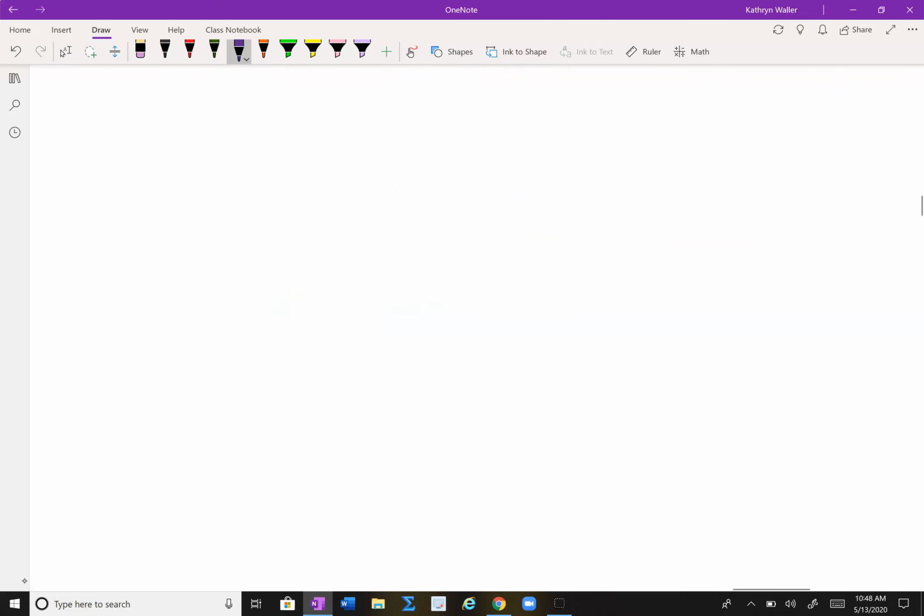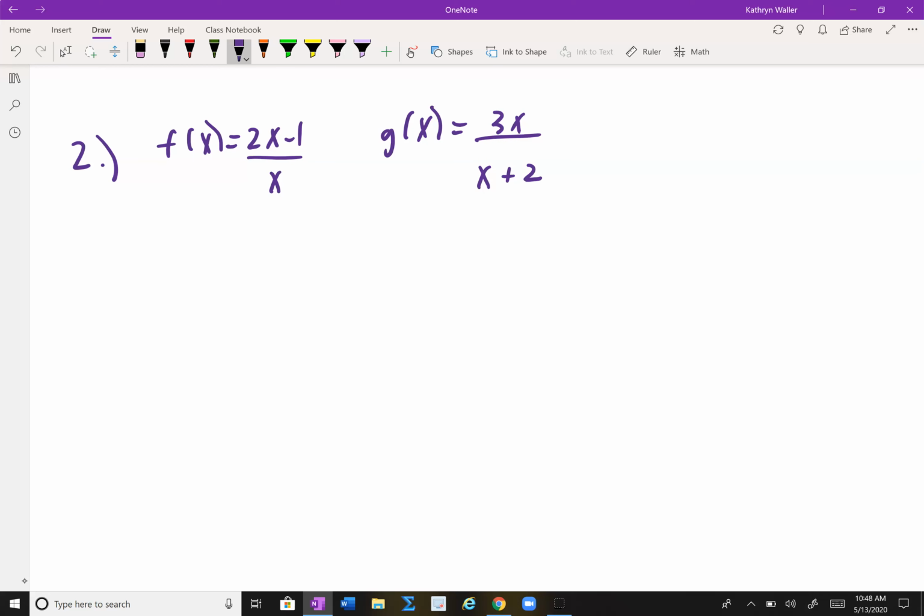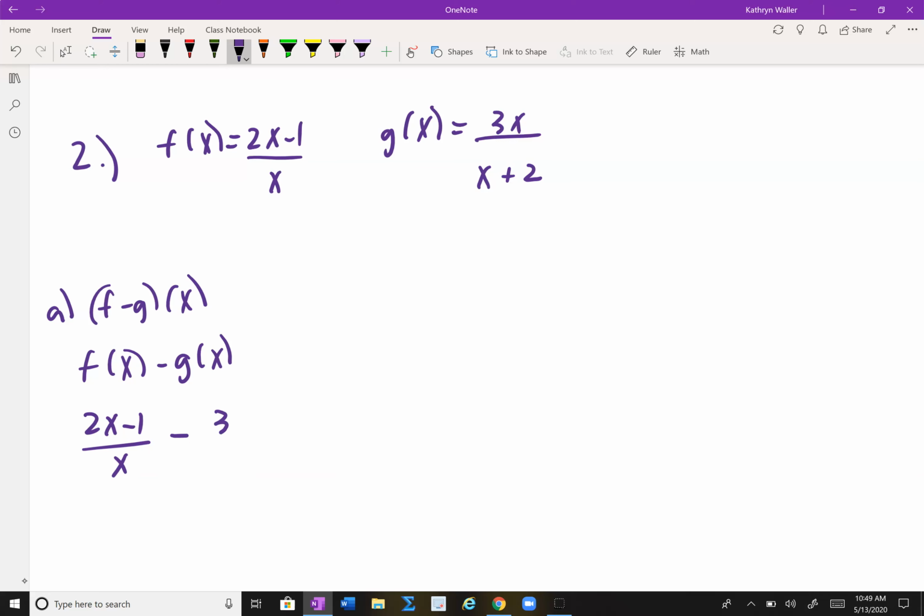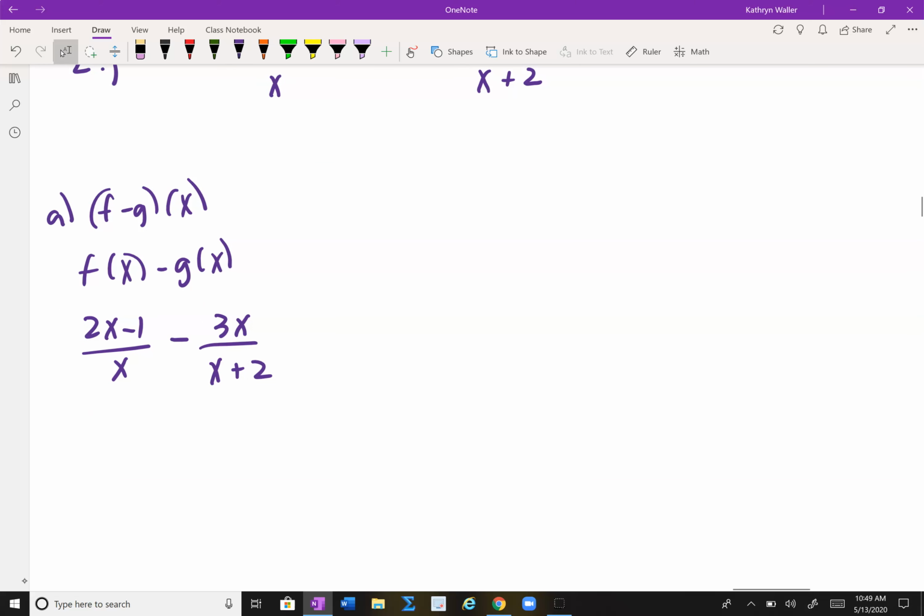Okay? Question 2a. Actually, on all of 2, I'm going to write down what these things are equal to, so I don't have to keep doing it over and over. So this is for A through C. Okay? So on part A, they're asking you to find f minus g of x. Well, that means take f of x and subtract g of x. So here is your f of x. I'm going to subtract your g of x. Now, that's not simplified, so you need to keep going.